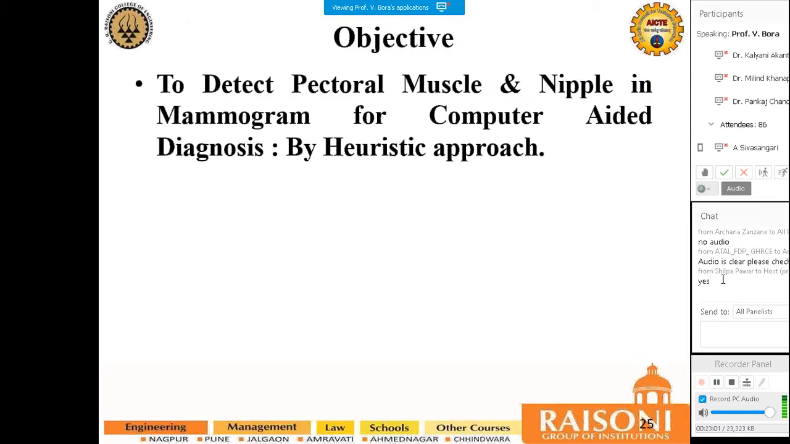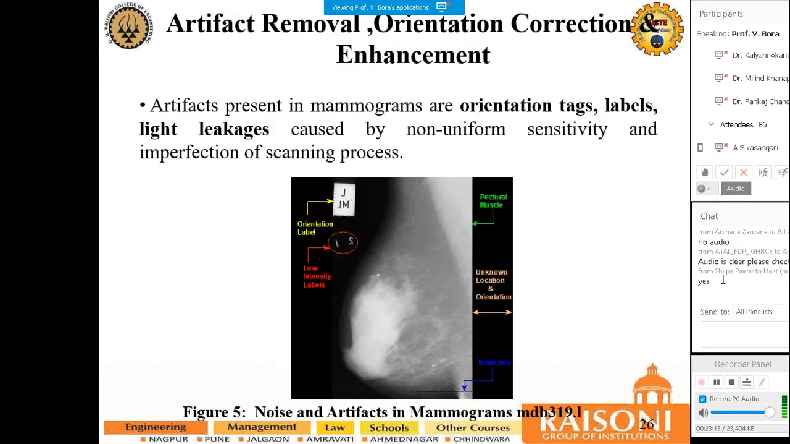So the objective is to detect the pectoral muscle and the nipple in mammograms for a CAD system by a heuristic approach. Now, what is a heuristic approach? In pectoral muscle detection, a heuristic approach means, suppose we are the radiologist, and we are very easily able to see that, yes, this is the pectoral muscle.